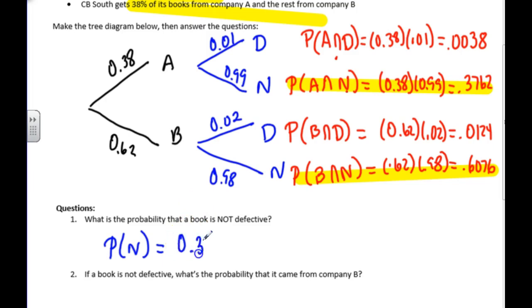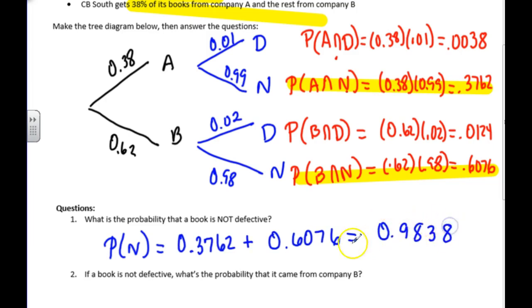So my answer will be 0.3762 plus 0.6076, which gives me 0.9838.